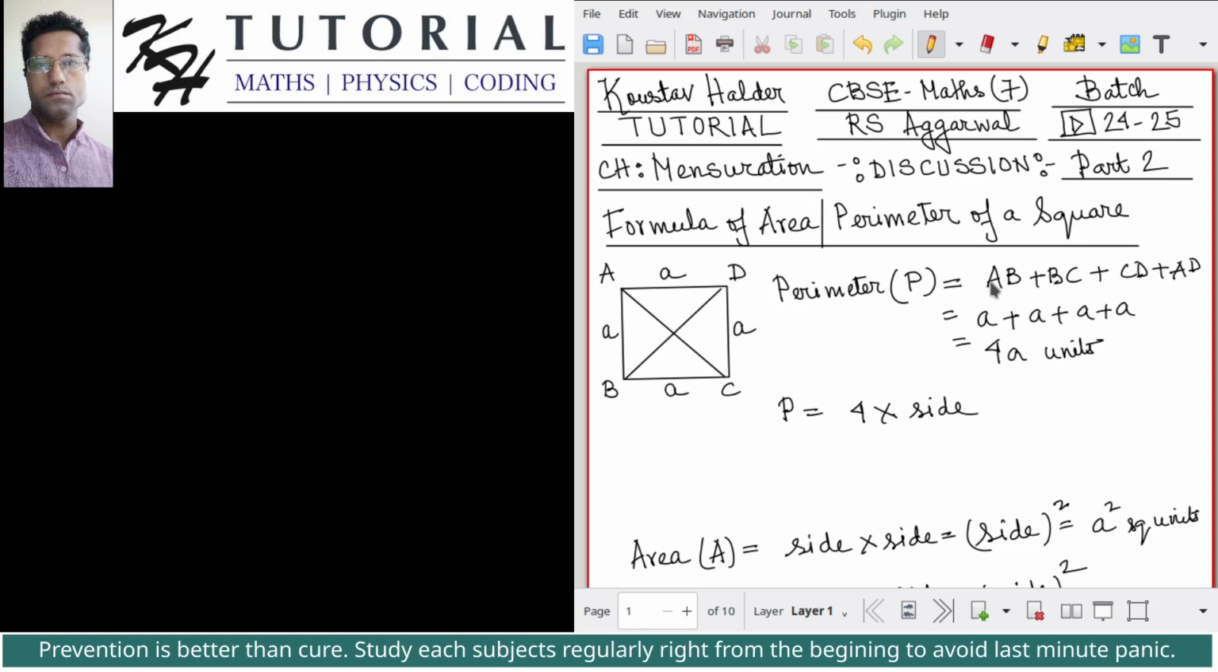In the next video, I will solve the problems from the textbook of author RS Aggarwal. I will solve the problems of exercise 20A, which is based on the area and perimeter of a square and rectangle, and all the concepts that I have discussed in this video. So please stay tuned for the next video where I will solve the problems of exercise 20A.